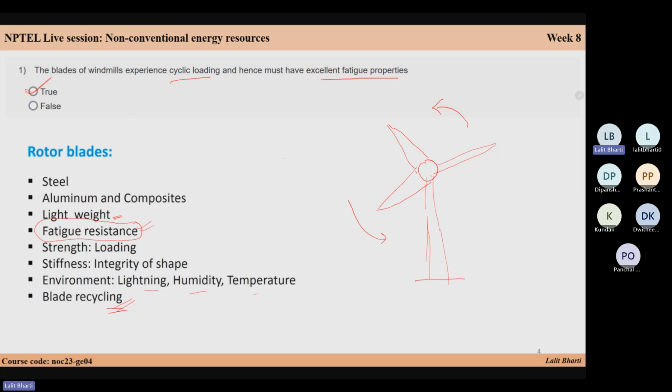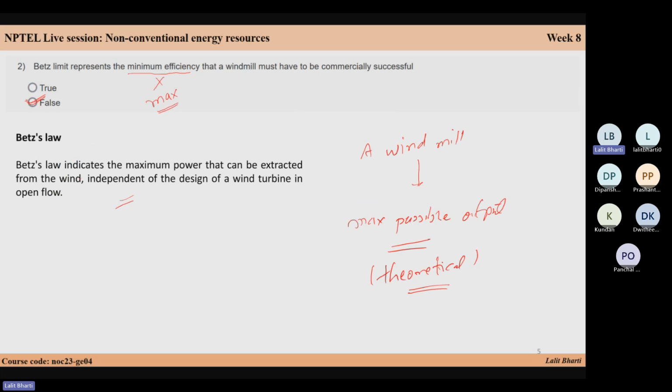Then we'll go to our next question. It says Betz limit represents the minimum efficiency that a windmill must have to be commercially successful. So let's see what the Betz limit is. It is provided here below. Betz law indicates the maximum power that can be extracted from a windmill, independent of the design of a wind turbine in open flow.